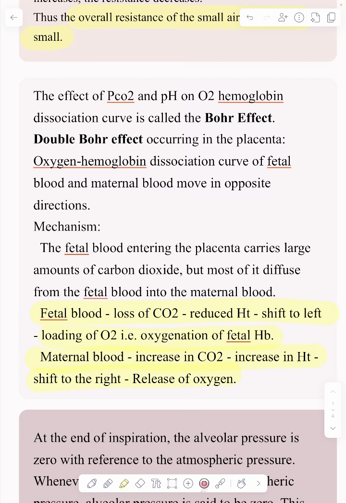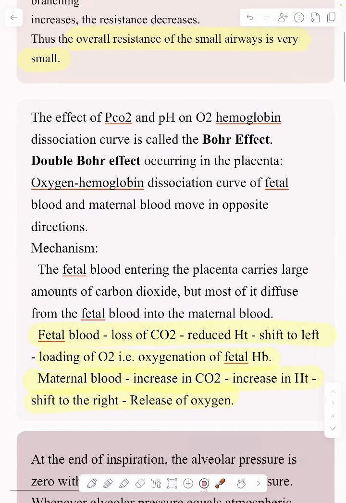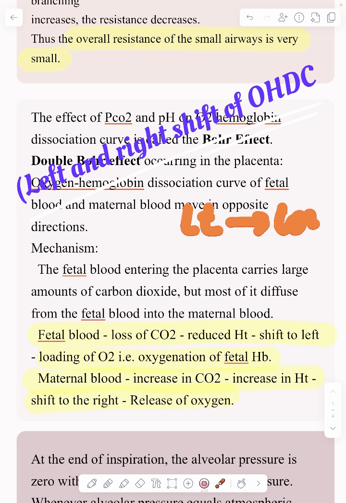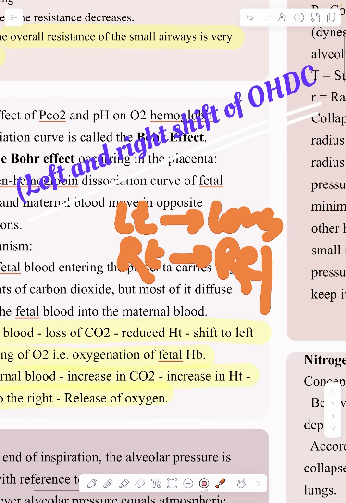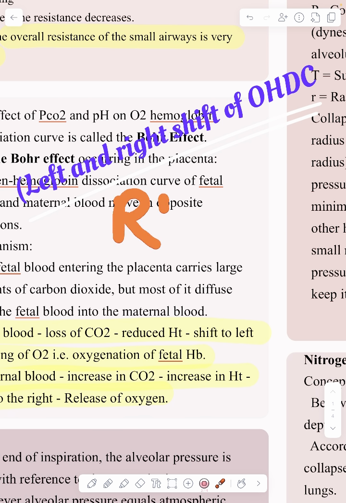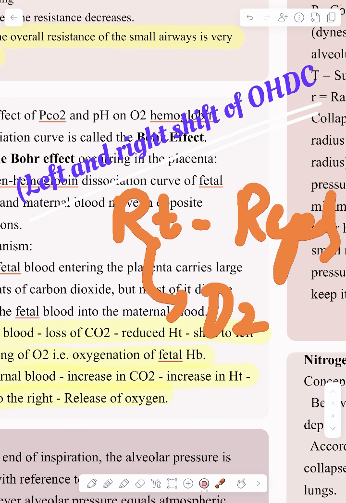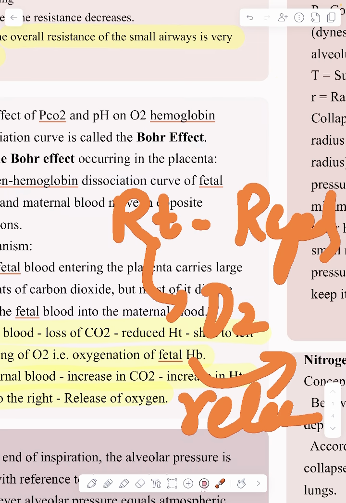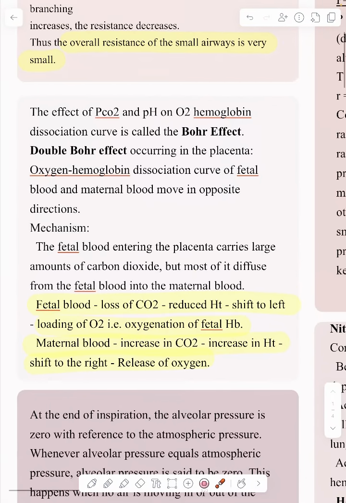As we all know, there is a mnemonic: left loves whereas right repels. Left loves means oxygenation, oxygen will be bound to it, whereas right repels means oxygen will be released. So this is the mnemonic we have studied on the oxygen hemoglobin dissociation curve.